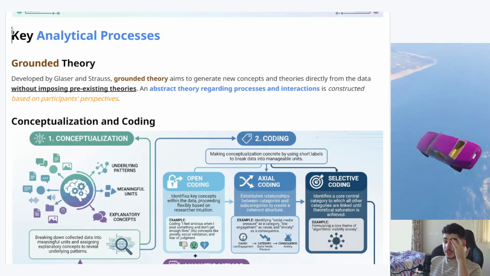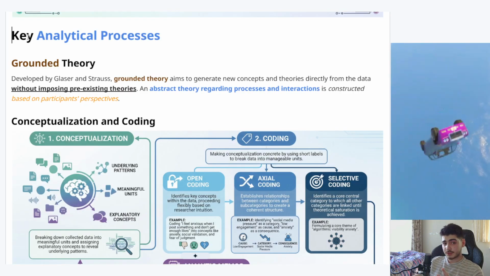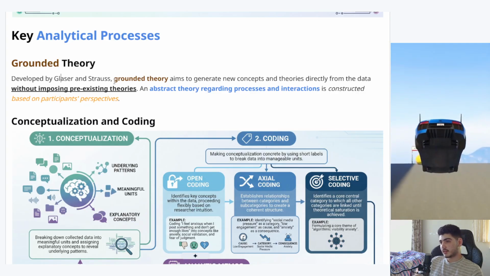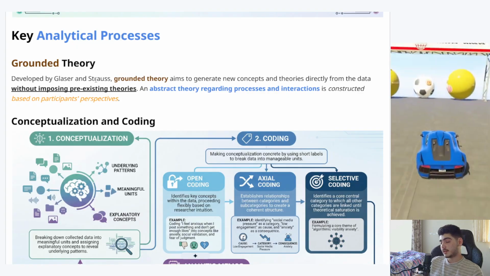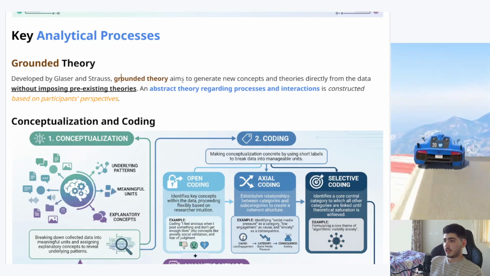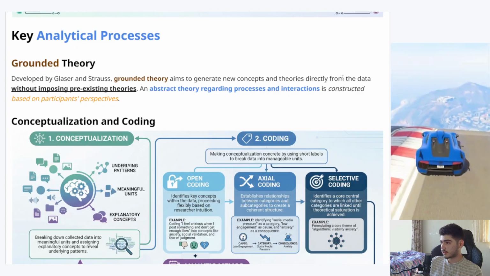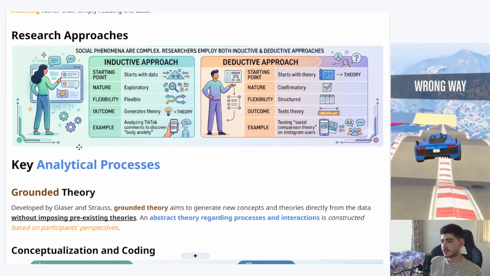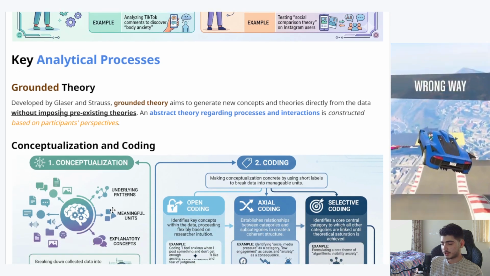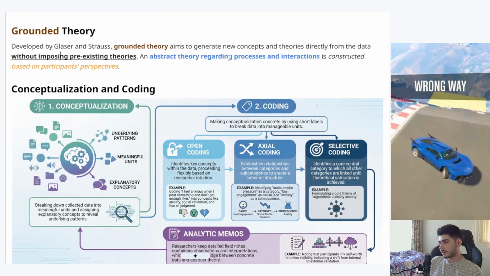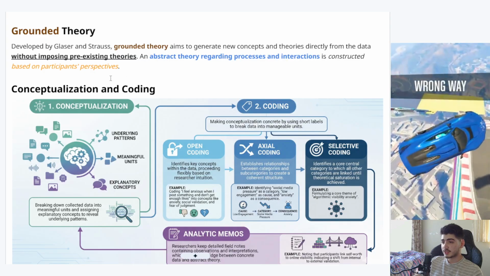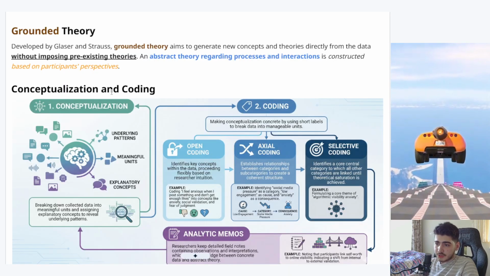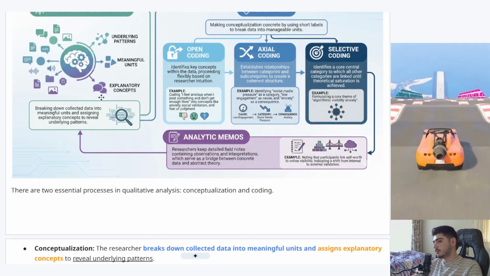So we have some key analytical processes. The first one of these being grounded theory, developed by Glaser and Strauss. I don't think it will be asked in the exam, but grounded theory aims to generate new concepts and theories directly from data without imposing pre-existing theories. So this is just the inductive approach, but given a fancy new meaning. An abstract theory regarding processes and interactions is constructed based on participants' perspectives. So we are generating a new theory from scratch, as we said before.